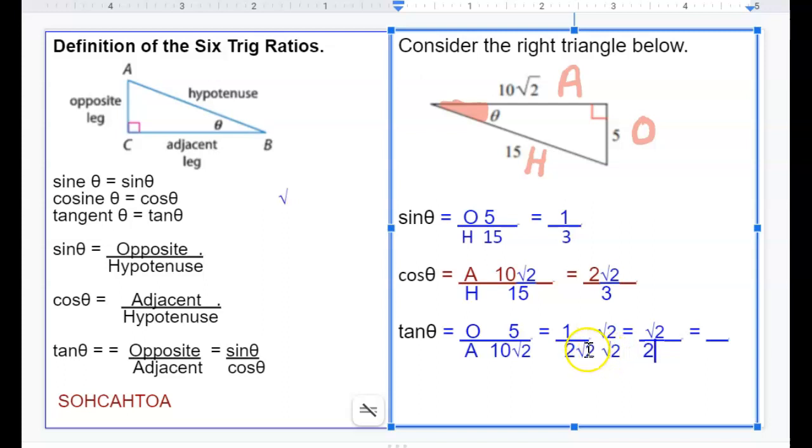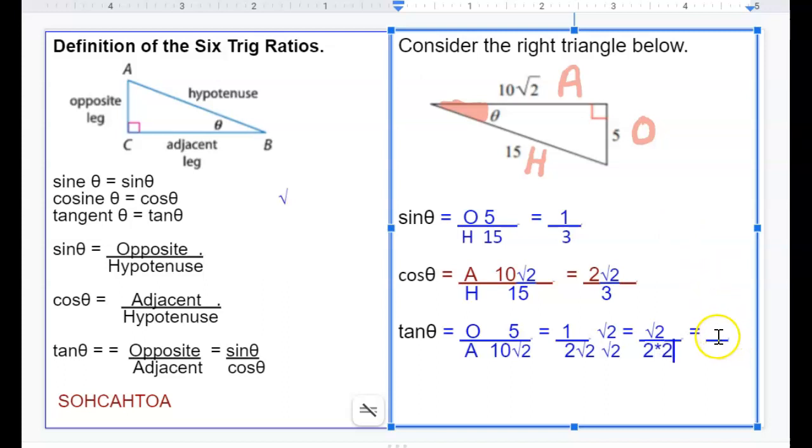Okay, so the square root of 2 times the square root of 2 is just 2. Square root of something times that same square root is just that thing. It's like square root of 7 times square root of 7 is 7. Square root of 20 times square root of 20 is 20. Square root of 87 times square root of 87 is 87. So this will just be 2 times 2.